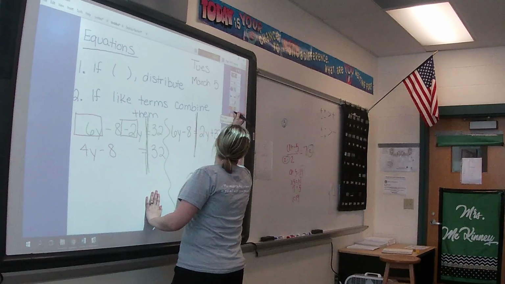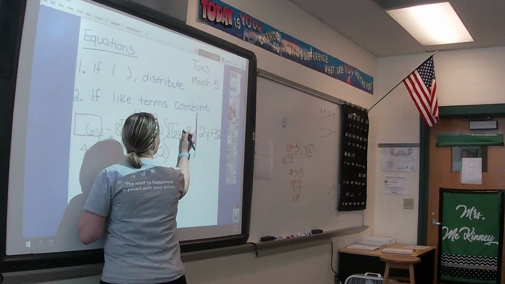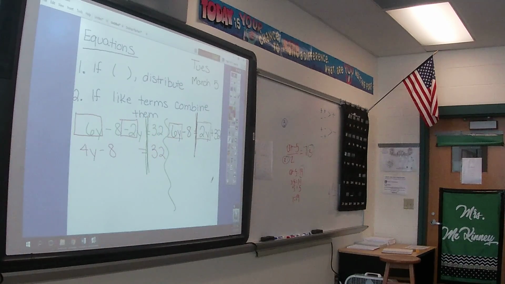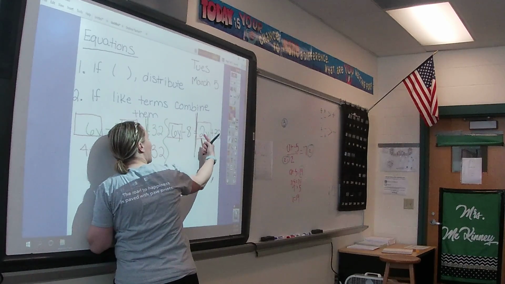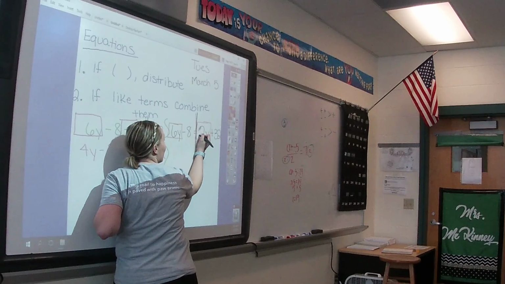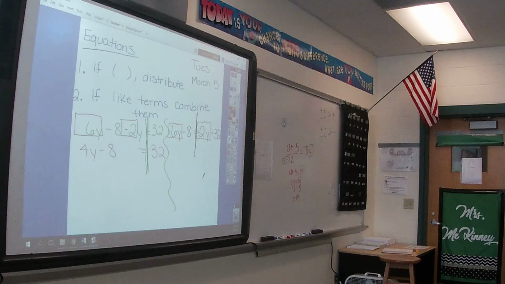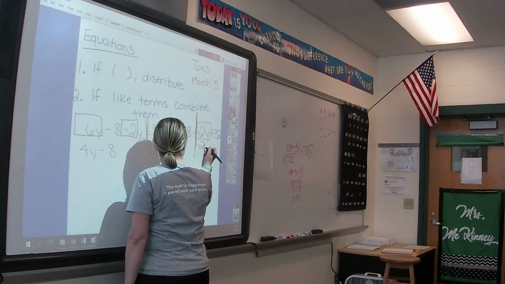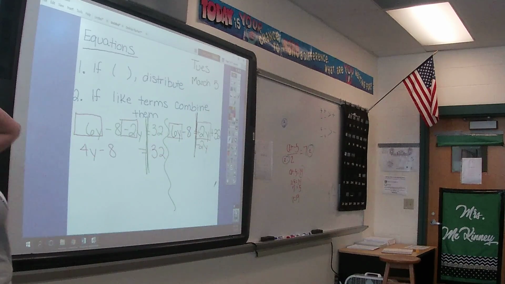Okay, so we have, let me pick a new color. We have a 6y here and a 2y here. If we look at the sign that's in between them, we have to decide: is this 2y positive or negative? Positive. Right, so if we look at it the way it is, it says 6y plus 2y. But because they are on opposite sides of the equal sign, we need to get them together with the opposite sign. So the opposite of a positive 2y is a negative 2y.